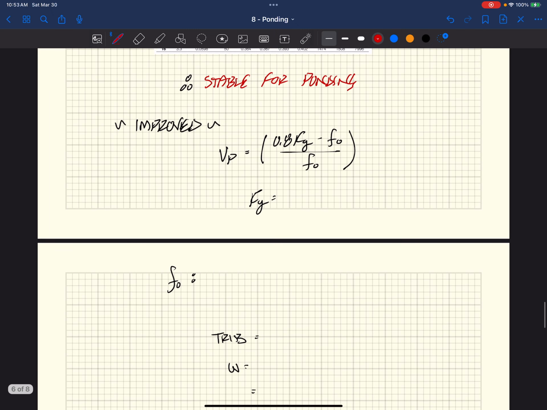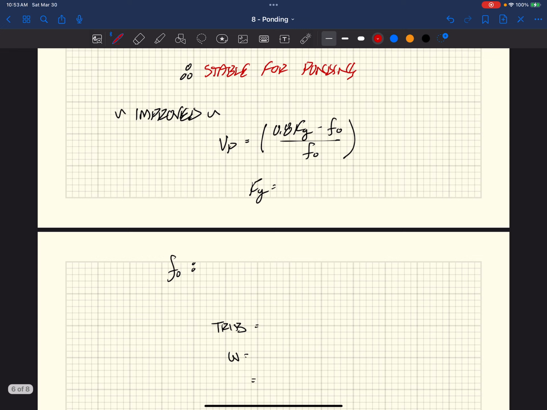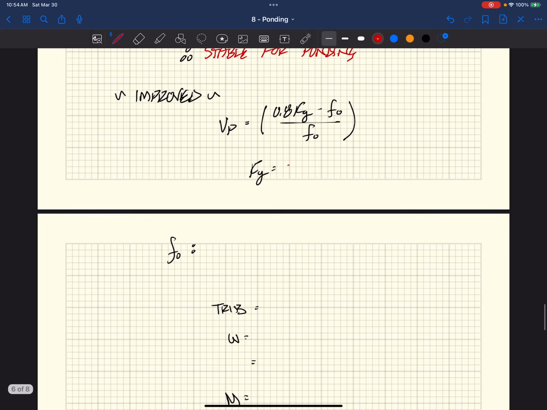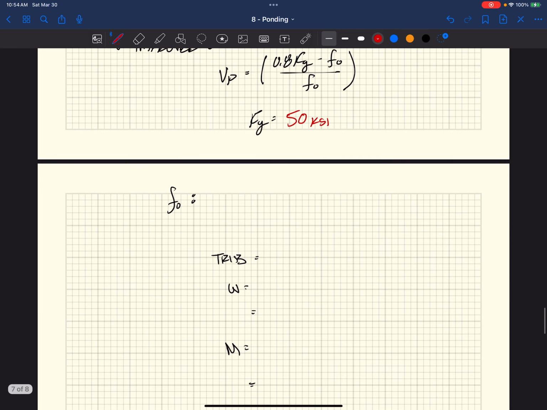If we look at the improved method, just to go through the steps here, UP is our stress index for the primary direction. It's going to be 0.8 Fy minus F naught over F naught, right? So if we look at Fy, A992, didn't mention if we were using any other steel, so that's 50 ksi. F naught is going to be the maximum stress in our member as specified earlier. With F naught, we're going to assume an interior bay.